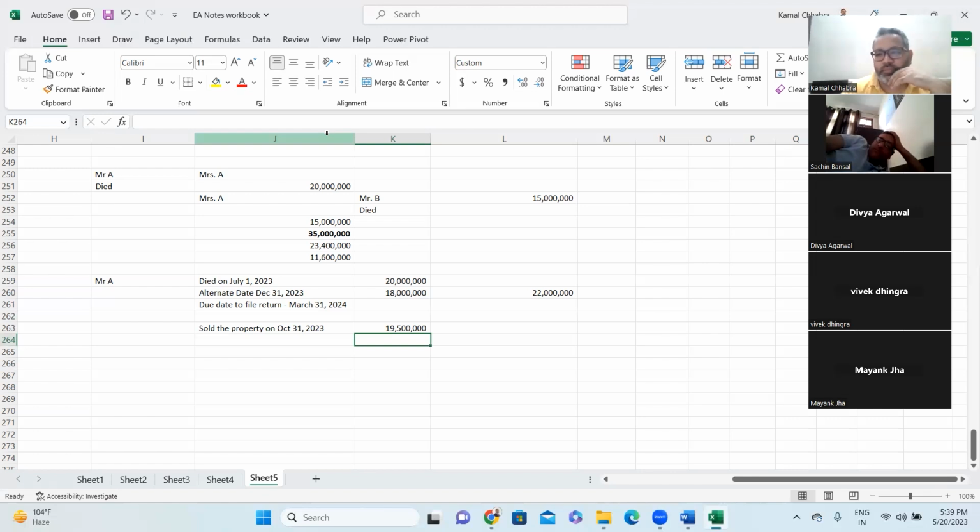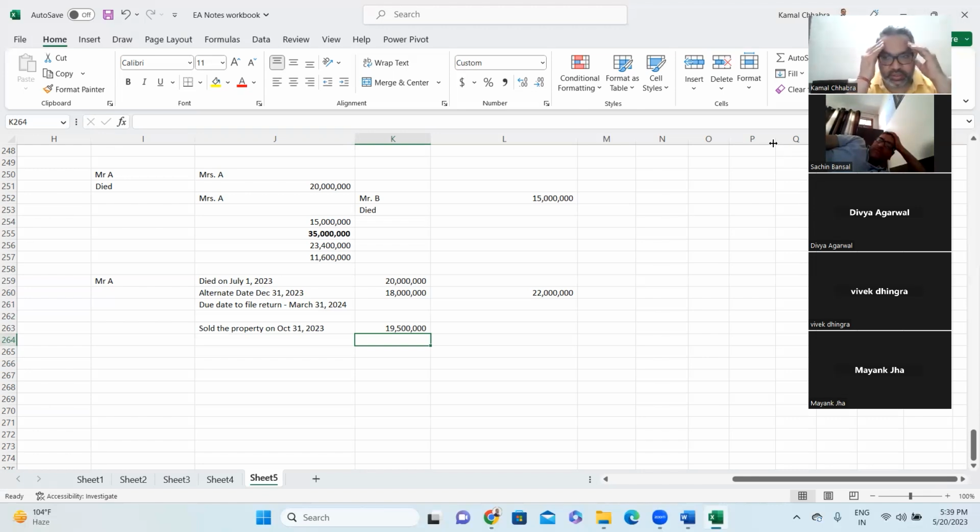19.5 ही होगा. Why? क्योंकि उससे कम ही हमारे को टैक्स पे करना पड़ेगा. Right? Why not 18? 18 तो फिर उस डेट तक तो हमने सोल्ड ही नहीं करा ना. We have already sold, so we do not have the asset.